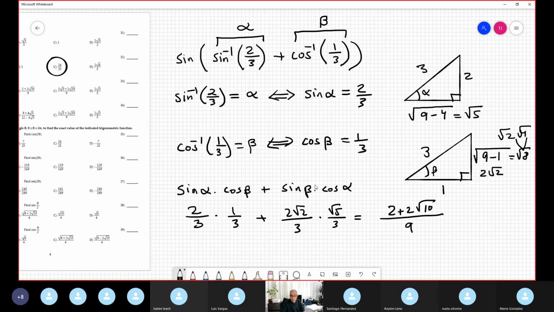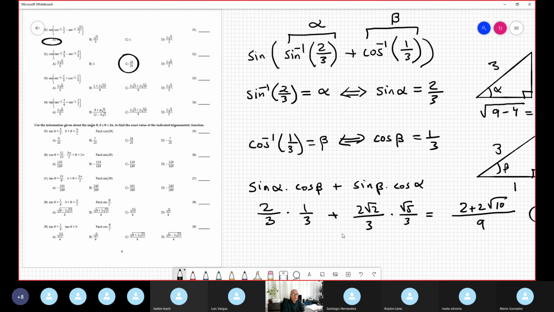So it is 2 plus 2 radical 10 over 9, which is option B. Let me check if I selected well on my paper. 2 plus 2 radical 10 divided by 9. Super.